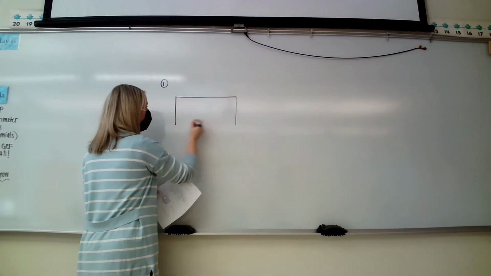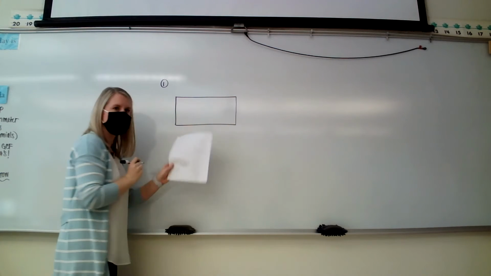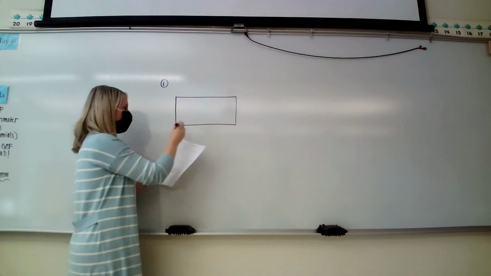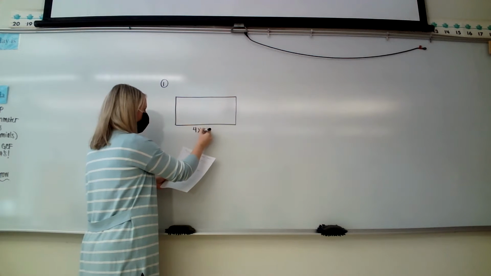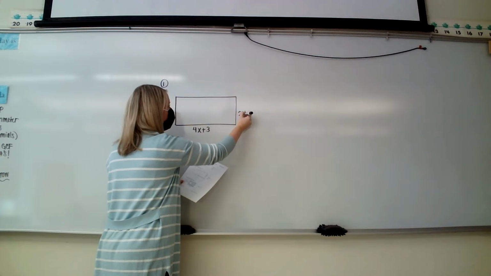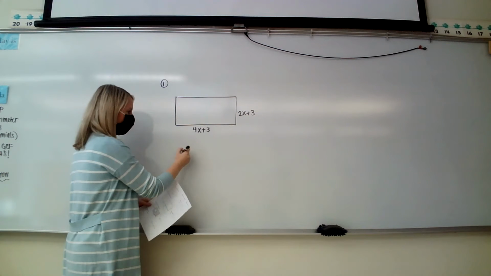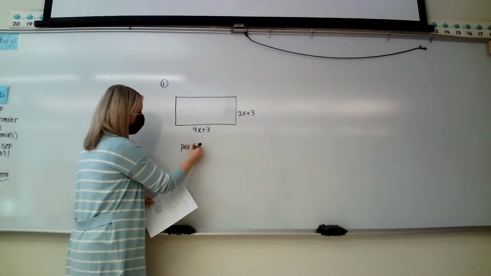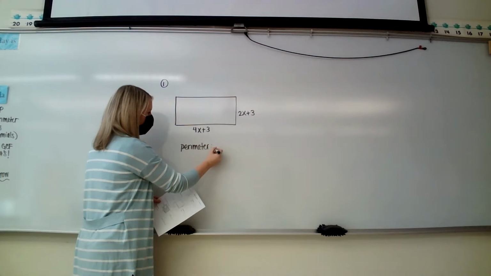So the first one starts off kind of basic, right? You just have a nice little rectangle, on your printout if you have it. We see the base is 4x plus 3. We see the height is 2x plus 2. And it says, hey, can you find the perimeter and the area? And I'll say, sure I can.